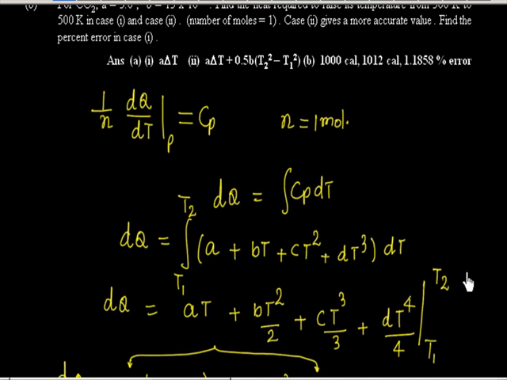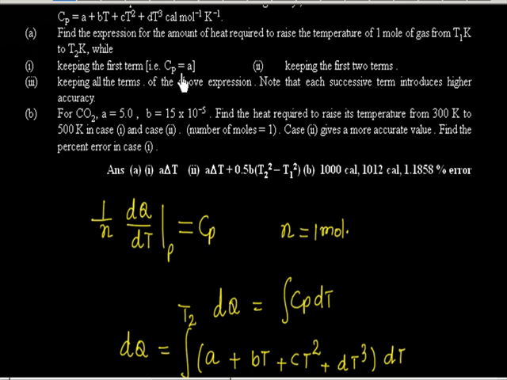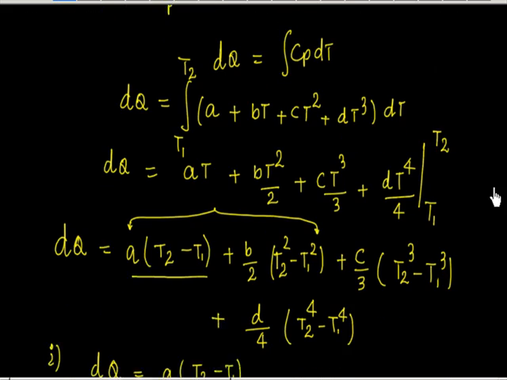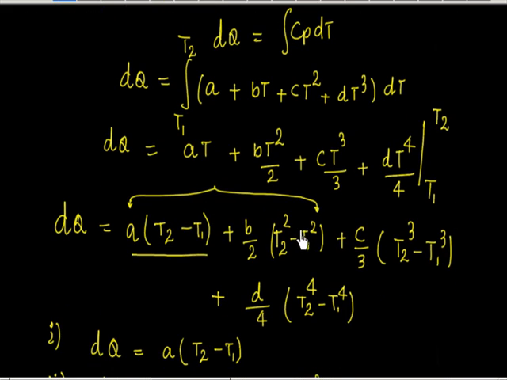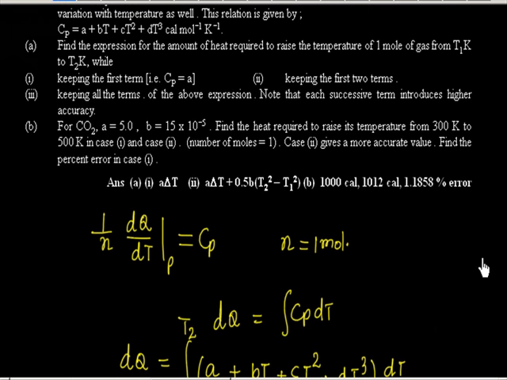Now part C of the question says keeping all the terms of the expression, each successive term introduces higher accuracy. Of course, if you introduce this term and this term, you will have more accuracy than with just this term. If you include this term, your answer will be more accurate. If you include even this term, your answer will be more refined. So you are adding more terms, more refinement.